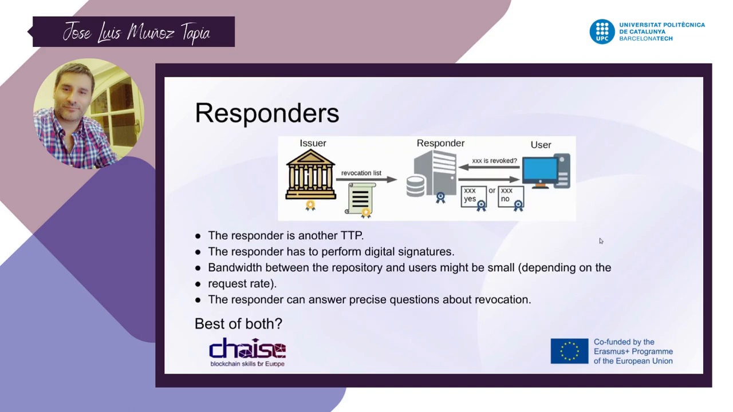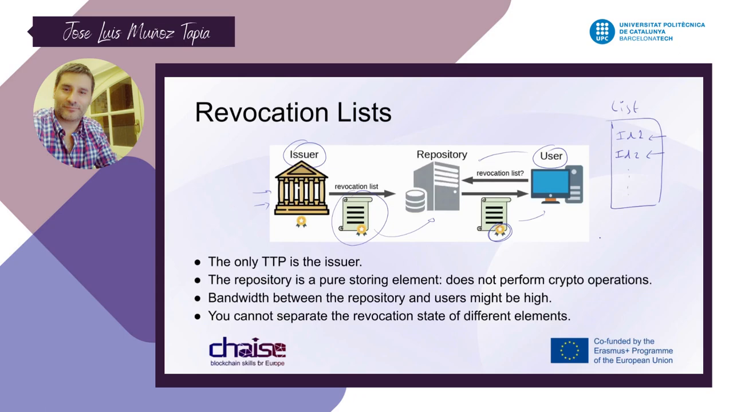Let's see another way. One of the problems of this scheme is that this list could potentially be very big. So maybe as a user, I only want to know if a certain identifier is revoked. But to check this with this system, I need to download the complete list of revoked identifiers.